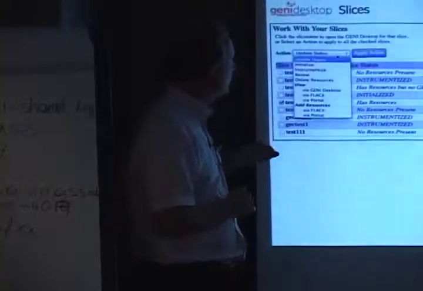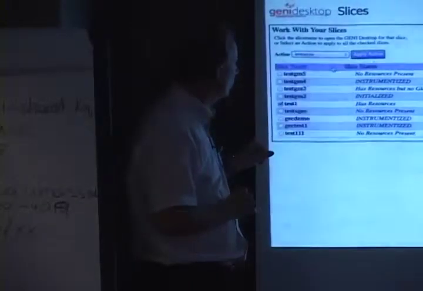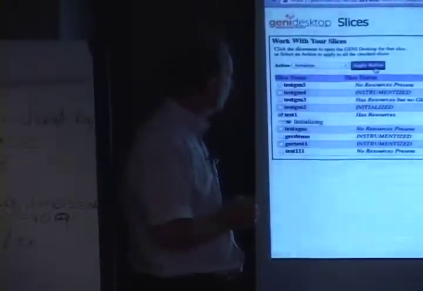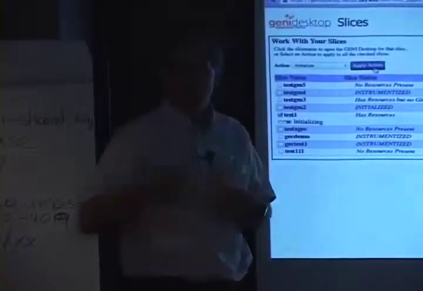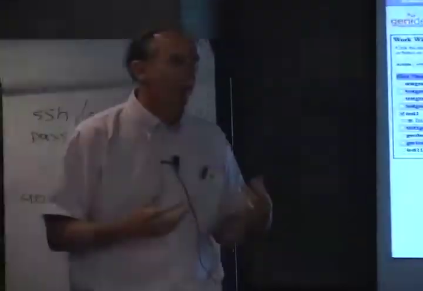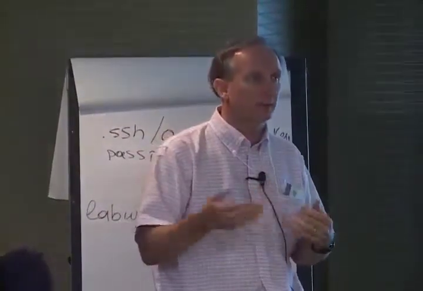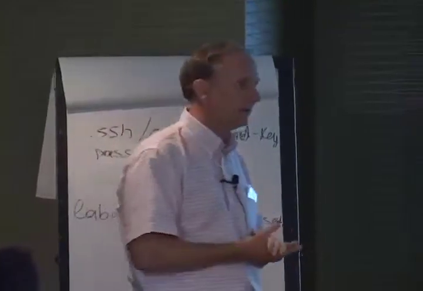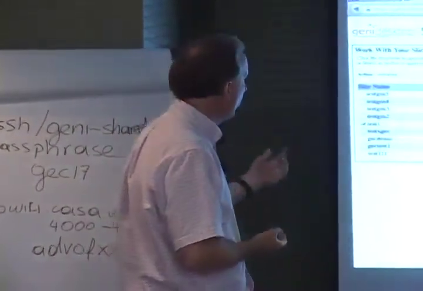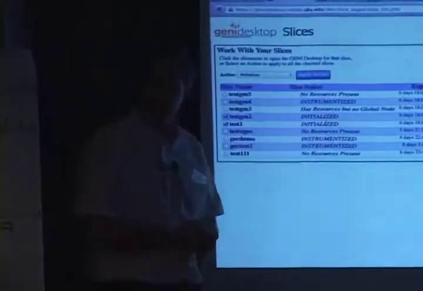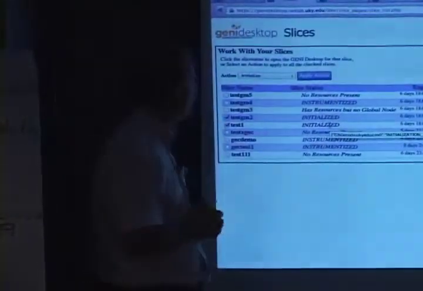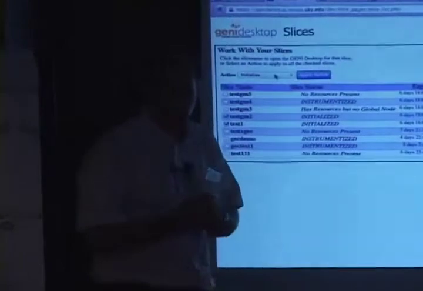We could now go ahead and initialize it. You could actually check several of them, and it would go off and initialize them all at the same time. So if you're dealing with several slices, and many times when you're experimenting, you may have created several different topologies, you could initialize them all at the same time. It goes off and does the initialization, and you can see that its status has now changed to initialized, and that means it's now ready for us to view it in the Genie Desktop.